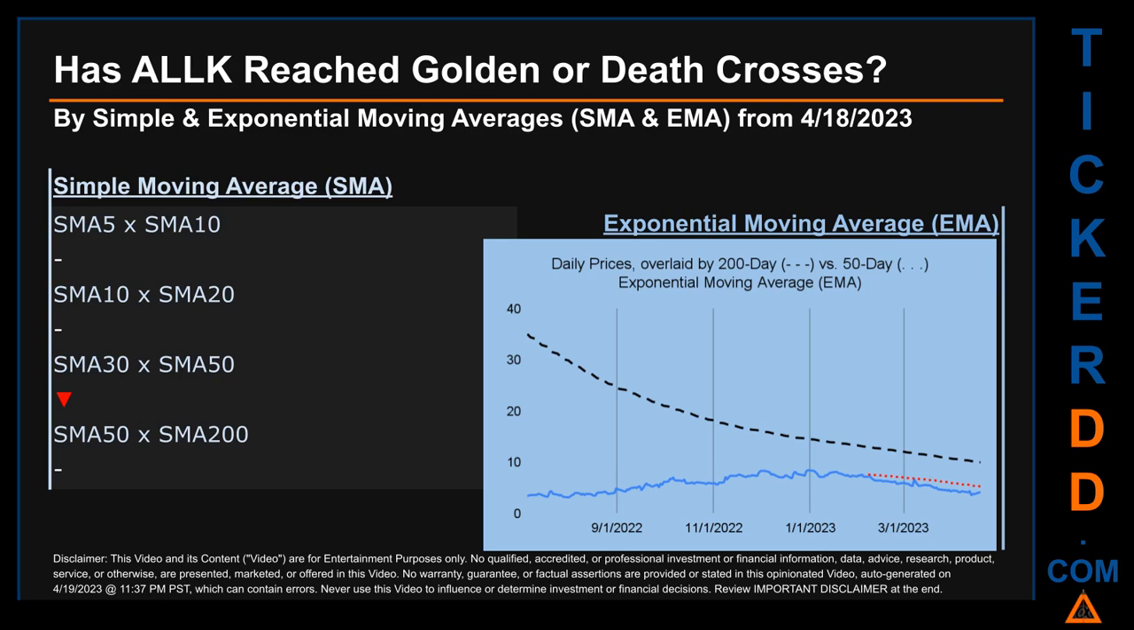Continuing with SMA, we looked across the 5 to 10, the 10 to 20, and the 30 to 50-day ranges to see if golden and death crosses had been reached. We found death cross signal for the 30 to 50. We could find neither golden cross nor death cross signal for the 5 to 10, the 10 to 20, the 50 to 200.